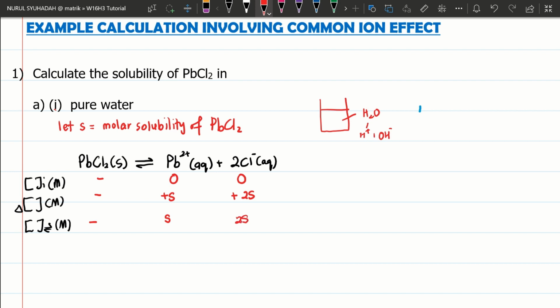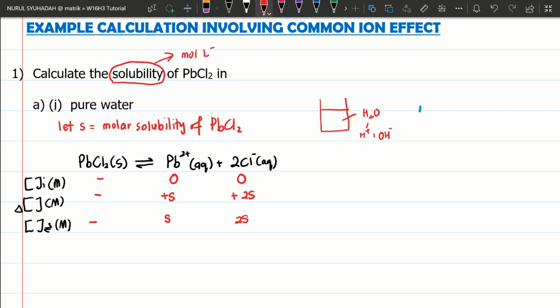Okay, so once we have here, target kita tadi adalah apa? Kita nak calculate solubility. Since dia tak bagi apa-apa unit, kalau macam yesterday, dia bagi kita unit sama ada nak dalam mol per liter ataupun gram per liter. But for this one, it doesn't give you any units. Dia just kata solubility.